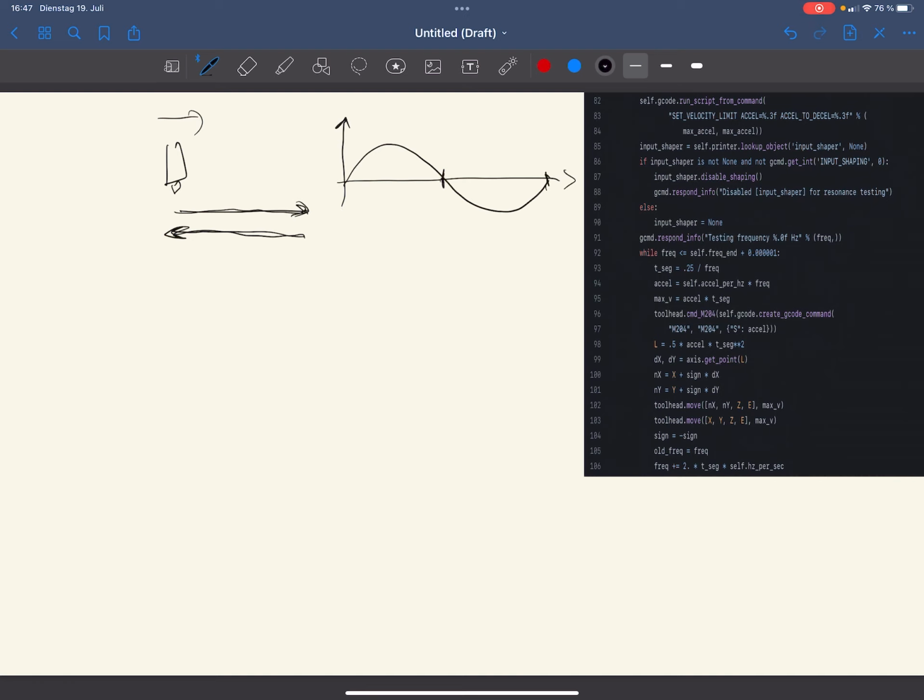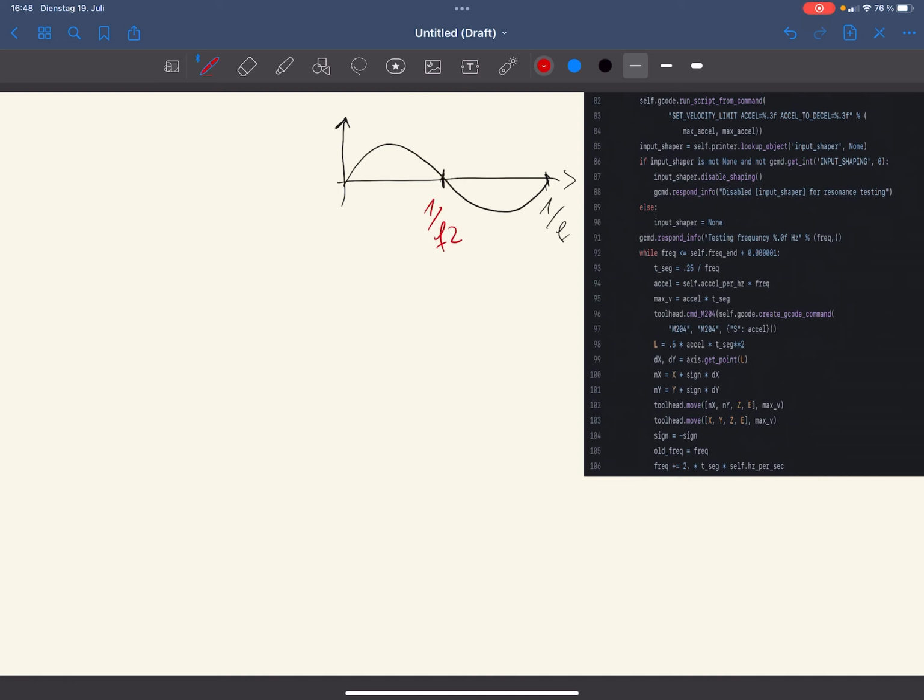The period time of any frequency is T = 1/f, right? So this is 1/f, this is 1/(2f). So if we try to stimulate the printhead at a frequency we're measuring, this movement has to take a length of time of 1/(2f). So half of the time we need for the full frequency period of the resonance. Okay, let's keep that in mind, because that's of course important.